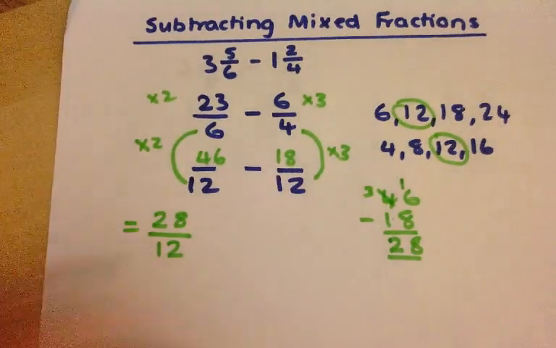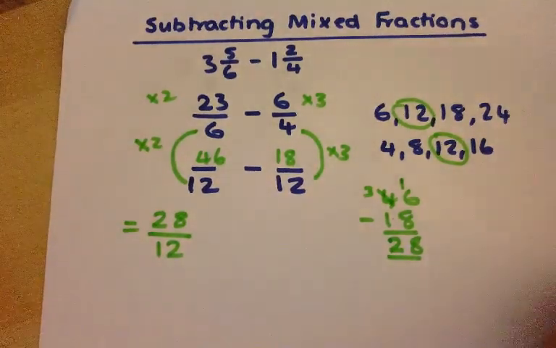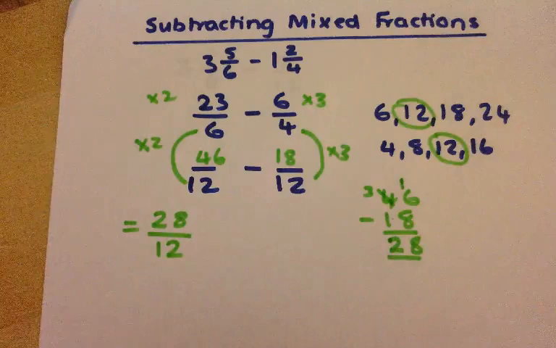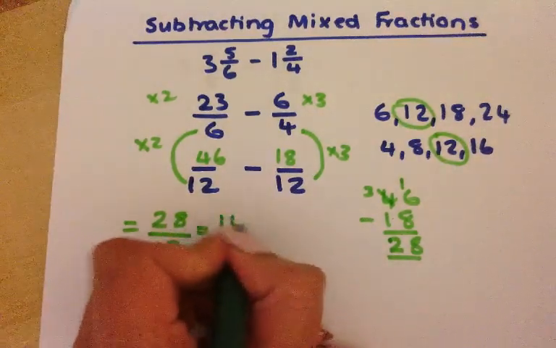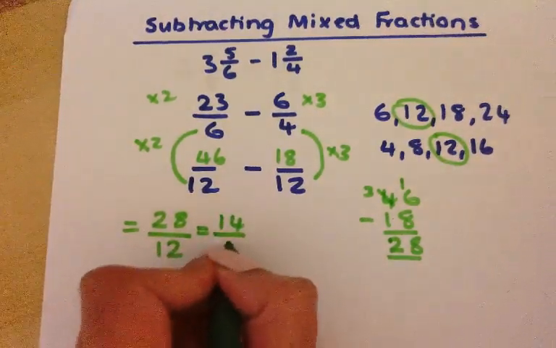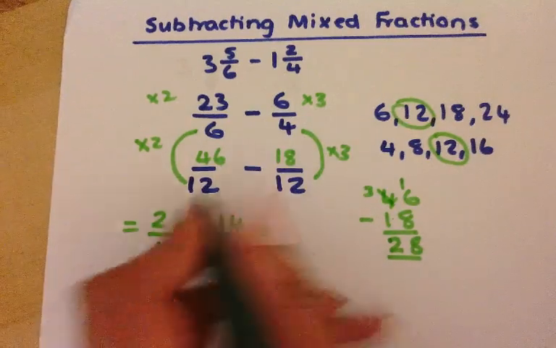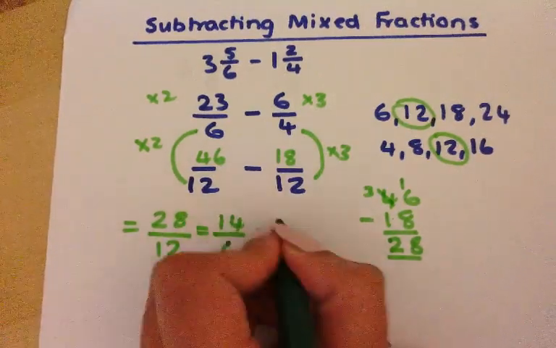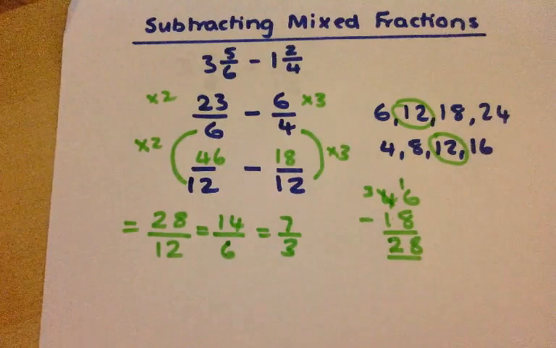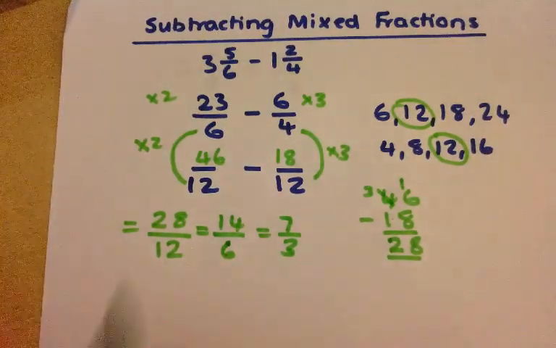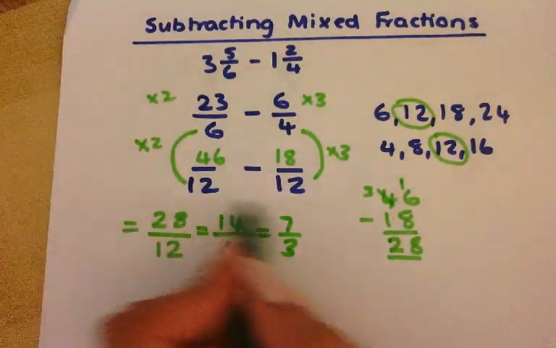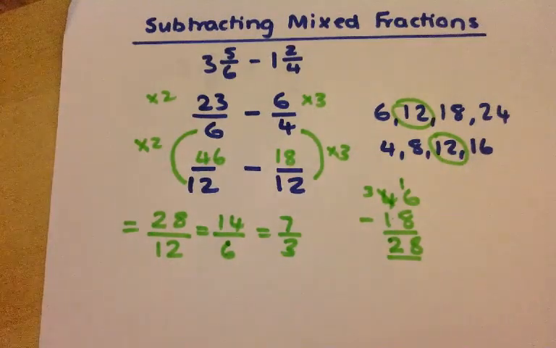Because they're both even, I can cancel these. I can divide the top and bottom by 2. And I can actually go further, divide by 2 again, the top and the bottom. So my final answer is 7 over 3. I could have divided the top and bottom by 4 to get straight to the final answer, but you can halve and halve again if you prefer.